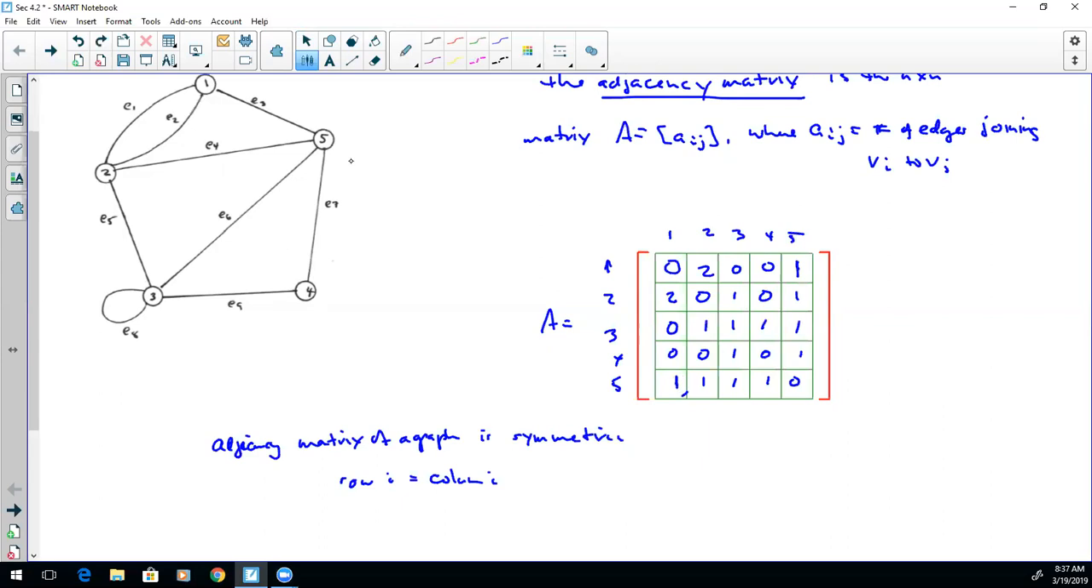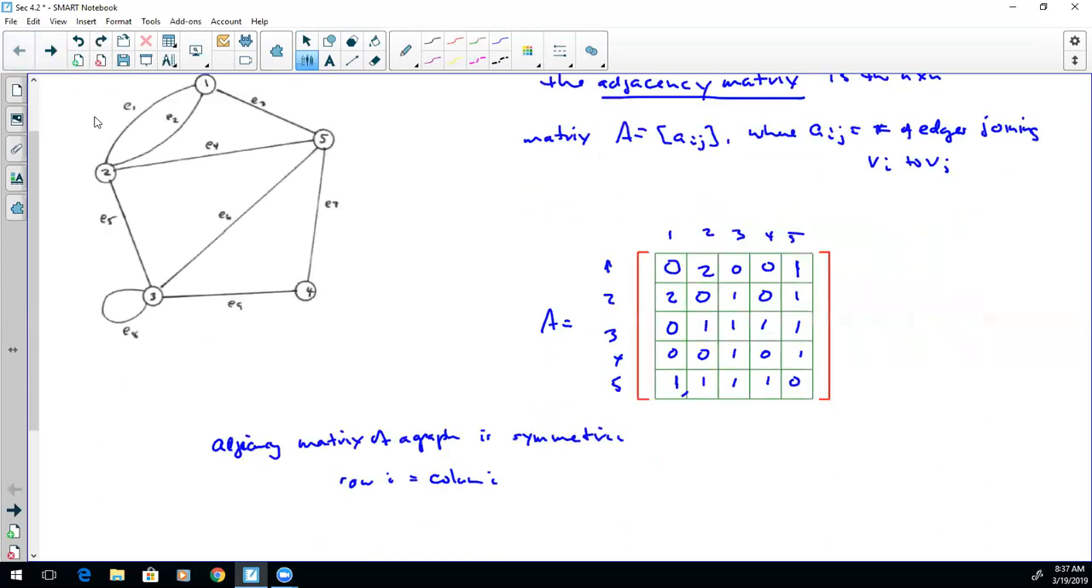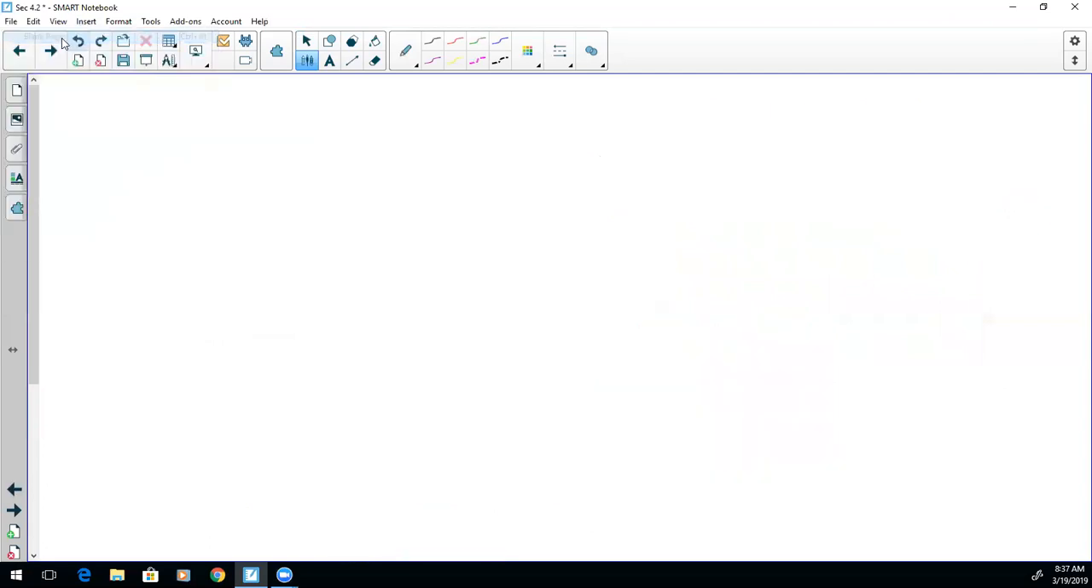Okay, a few more definitions here. Whoops, not quite ready with that. I should insert a blank page. Okay, definition.